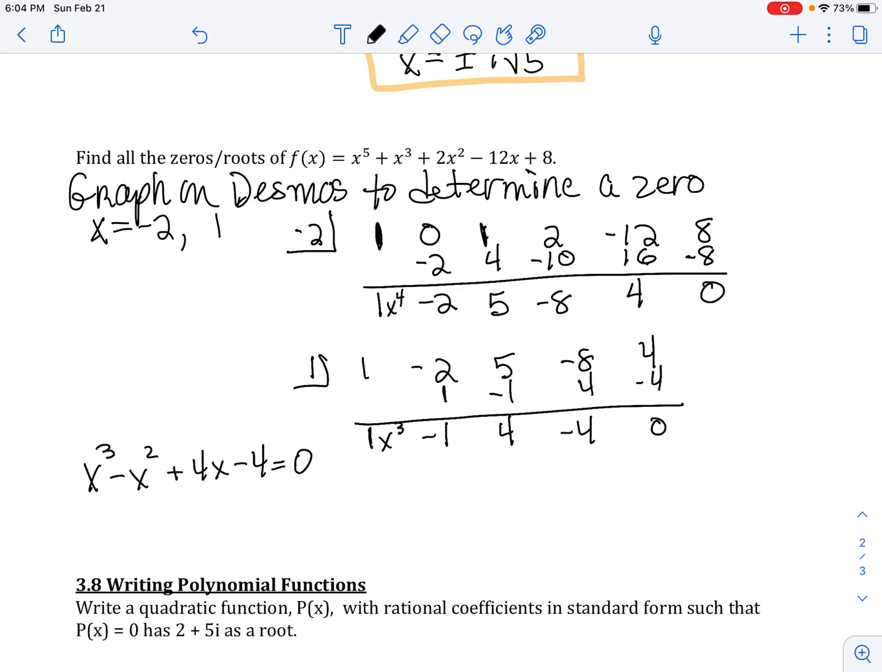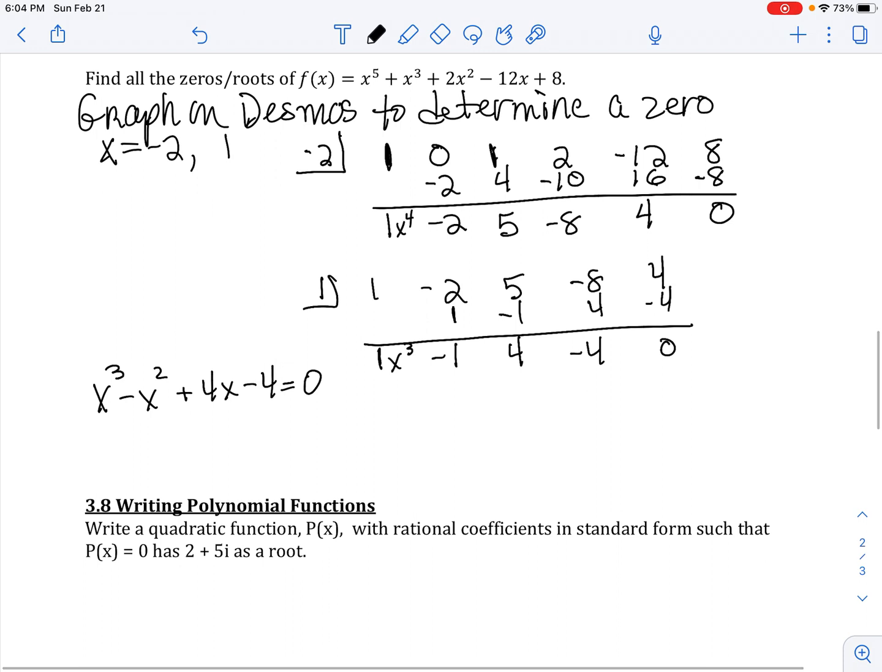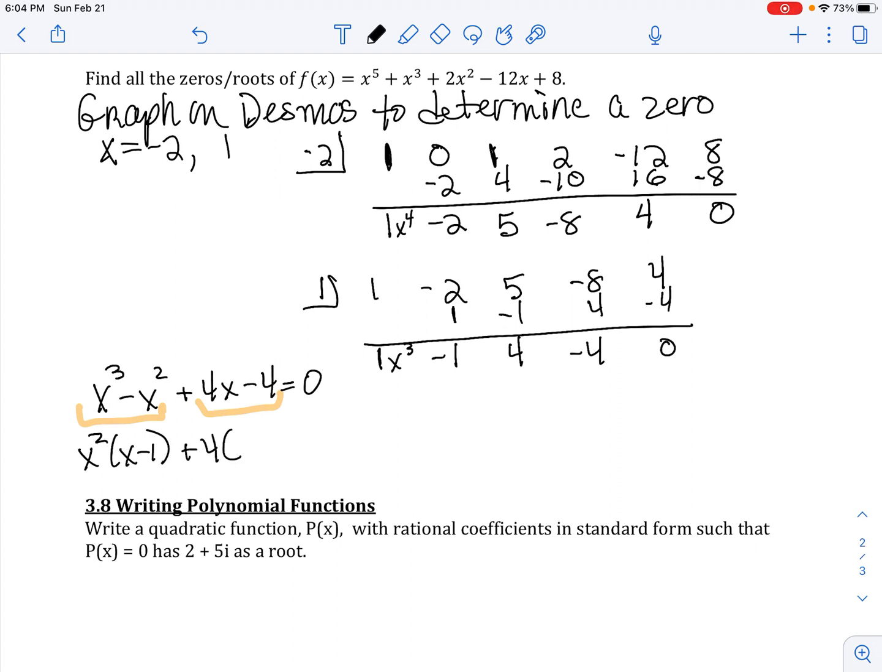And I can't throw it in the graph because I'm looking at the original graph and I know that there's only real zeros at -2 and 1. And so I'm going to use factoring techniques. Again, factor by grouping. So x squared, x minus 1, plus 4, x minus 1.